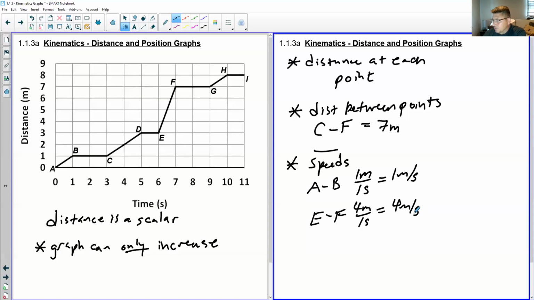All right. So these are the things you can do with distance graphs. You can see how far the object has traveled at some point. You can tell how far it goes between 2 points, and you can also get average speeds. There are a few other things you can do with distance graphs in terms of noting their shapes, but by and large, these are the major uses that we're going to be looking at.